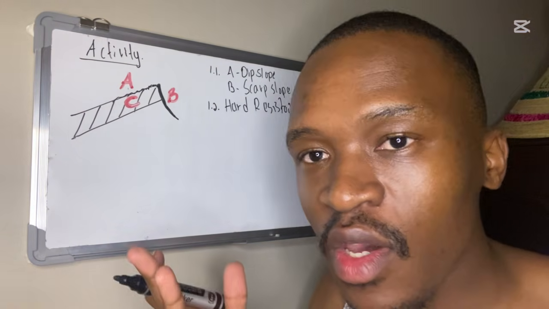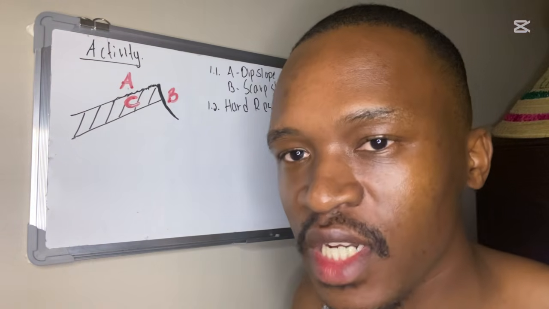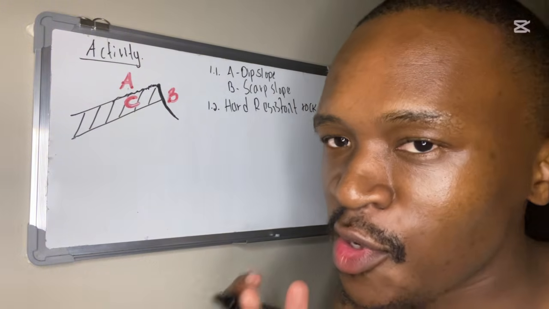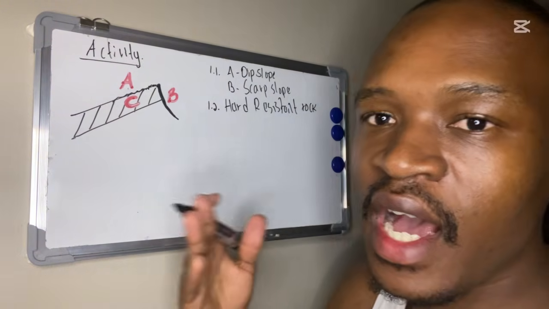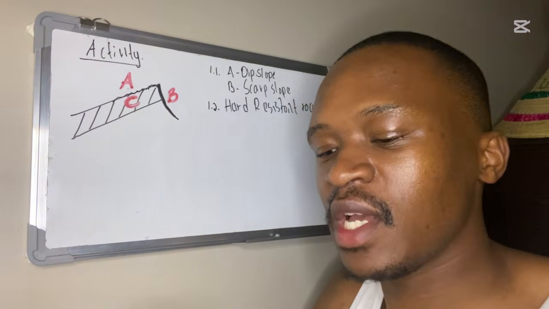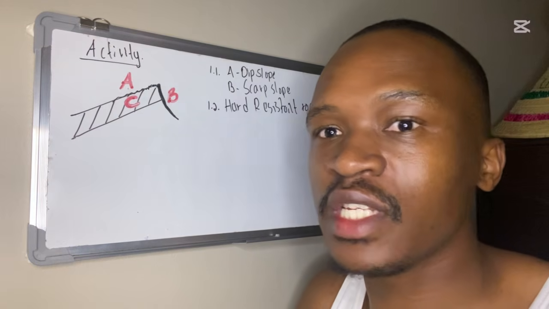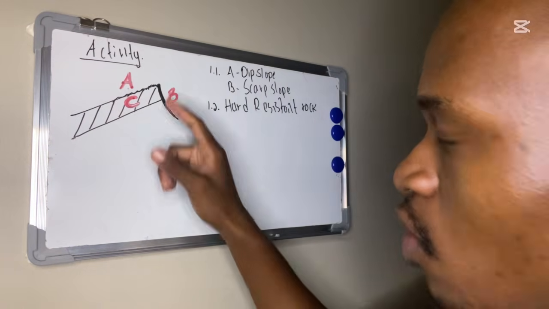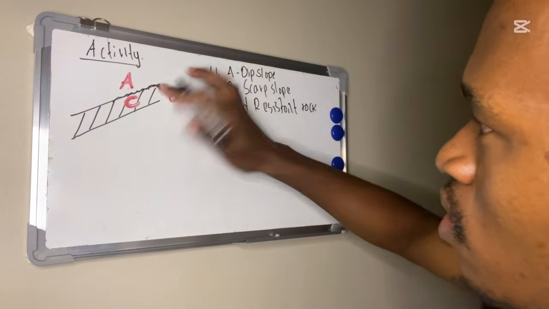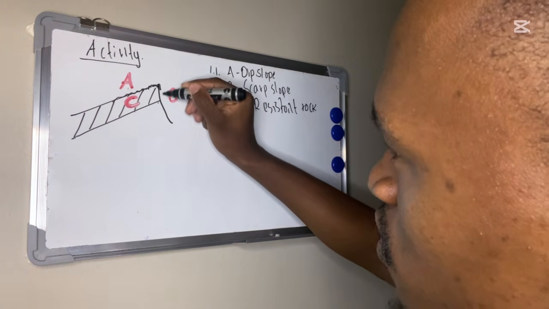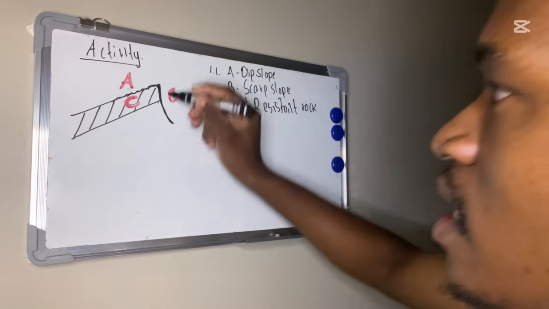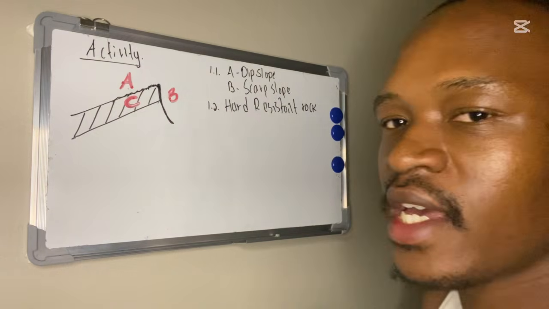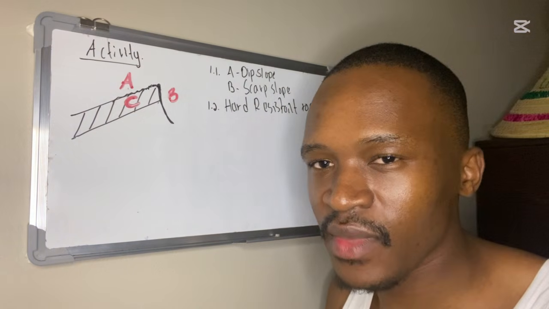Okay, now another question which was very interesting. Does slope A or B have a high erosion tempo? When I speak about erosion tempo, I'm referring to the speed of erosion. Which one can erode faster, A or B? Let me draw B nicely so you can see it properly. A or B, which one is a higher erosion tempo?